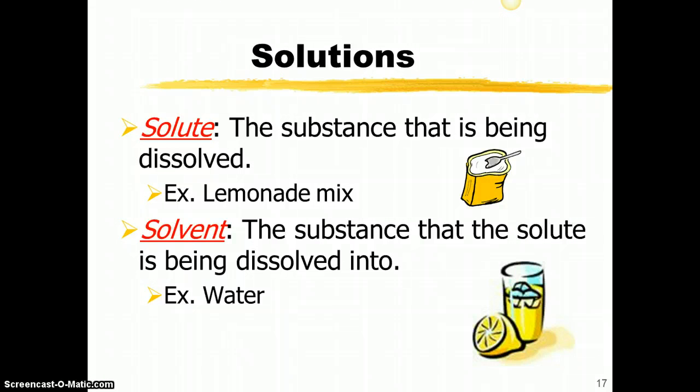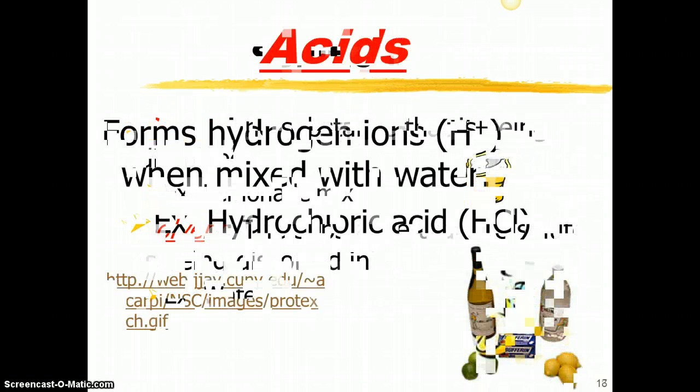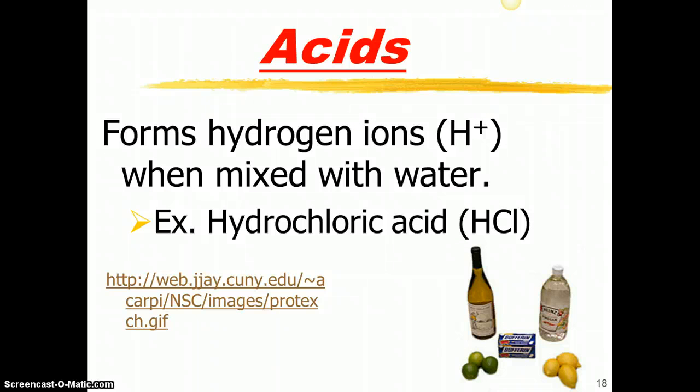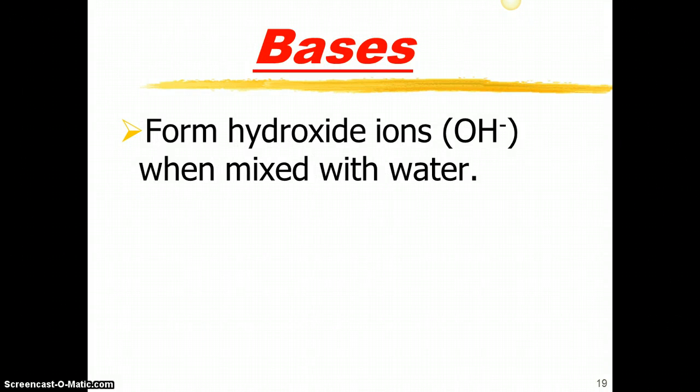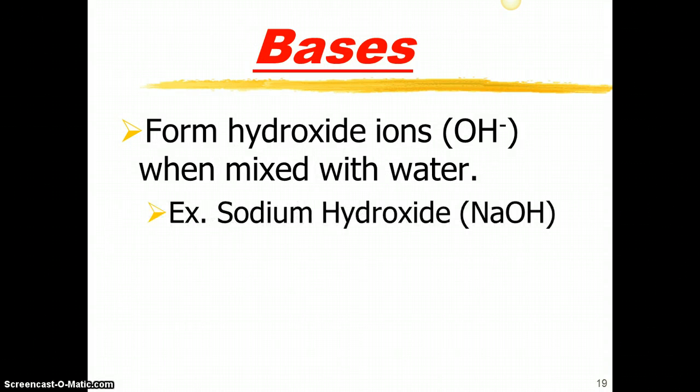solvents and solutes, and a solute is something that's going to be dissolved inside of a solvent, usually water. So an example of that would be lemonade mix, Kool-Aid mix, sugar, salt, and then our solvent, of course, is going to be water. Acids make hydrogen gas when they're mixed with water. An oxide, a base, makes an OH when it's added to water.